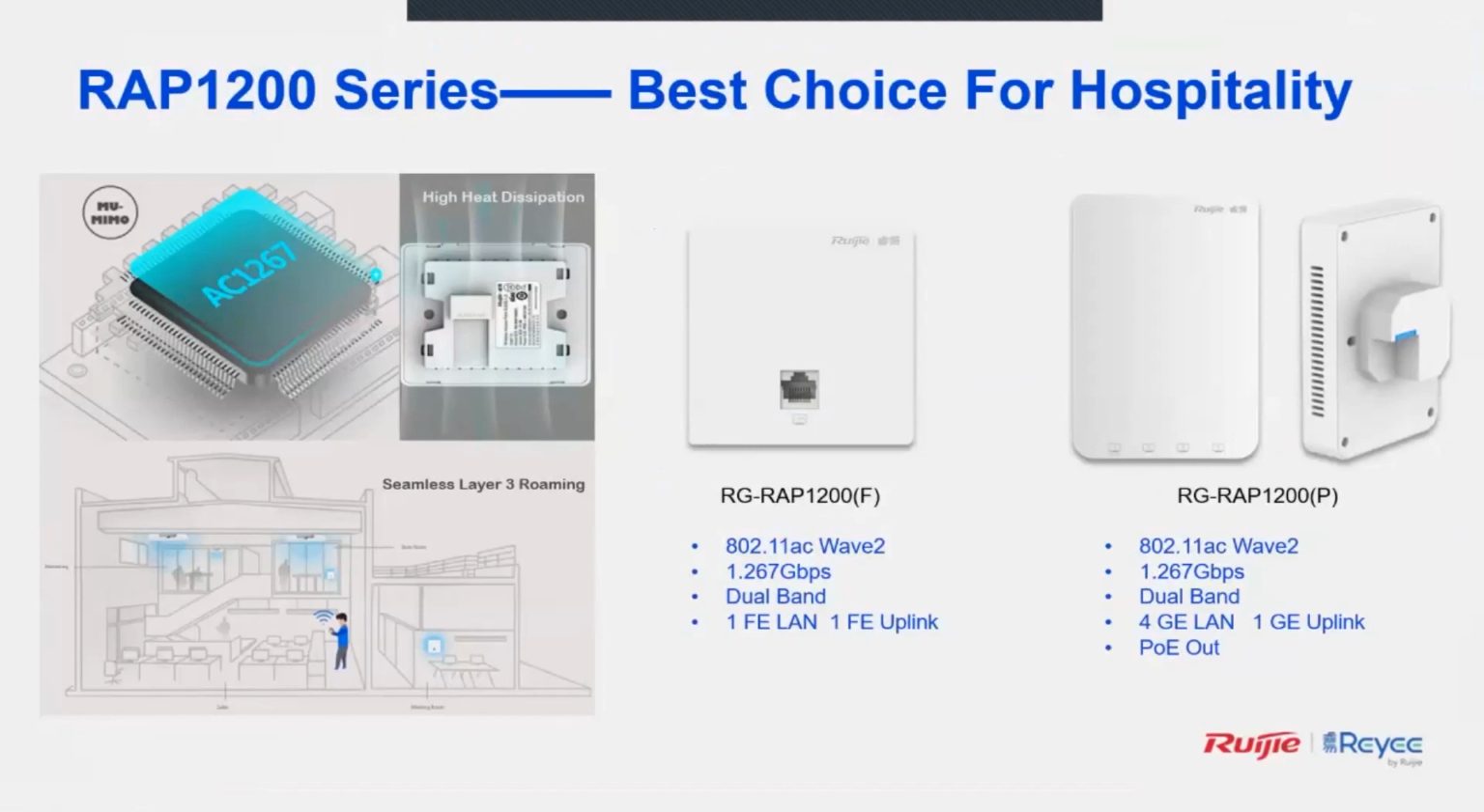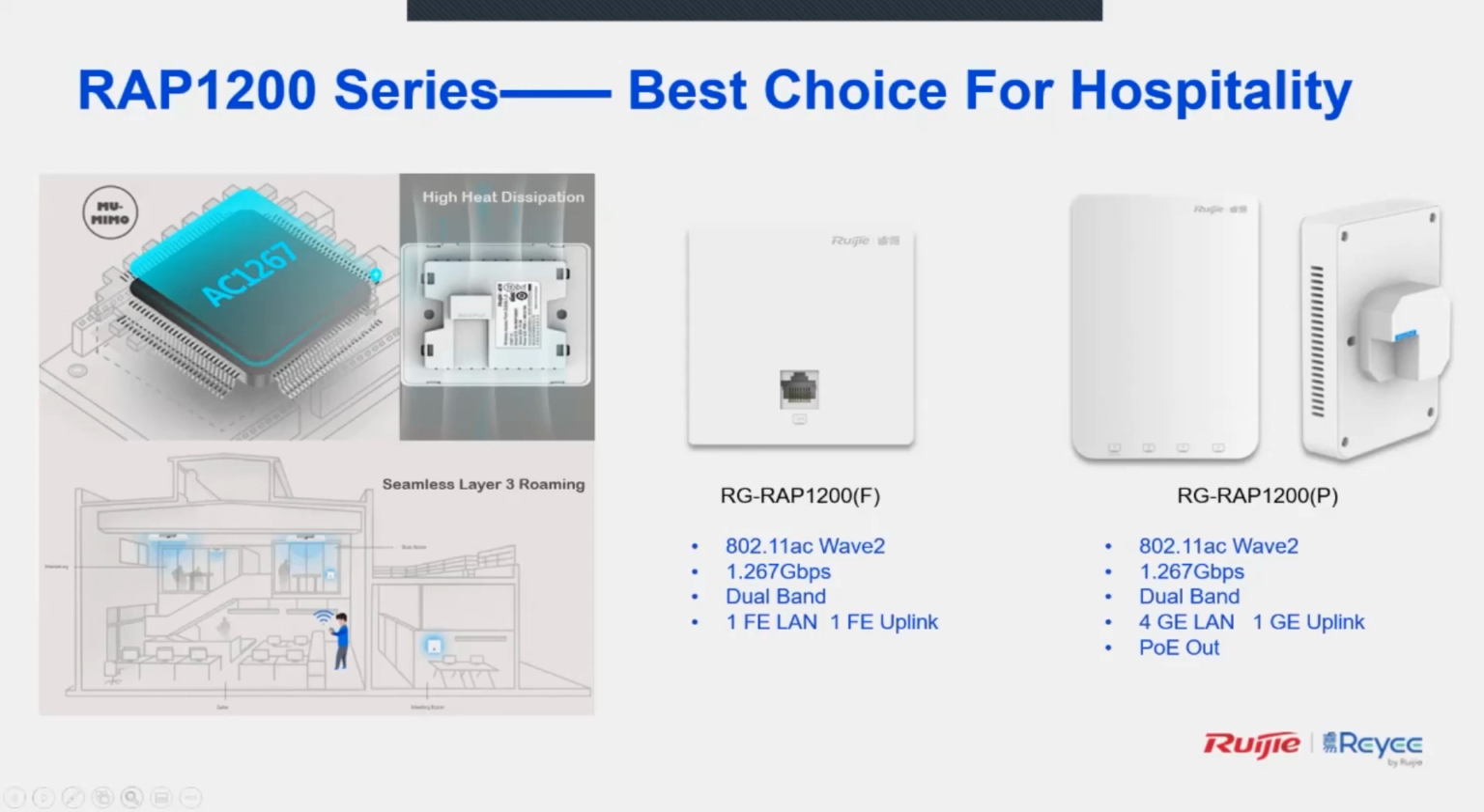And the next one is the wall AP. We also have two models, RAP1200F and 1200P. F means Fast Ethernet. It has one uplink and one extended port, both 100 megabit per second. The bigger one, RAP1200P, has one uplink and 4 extended ports, and all of them are gigabit ports.